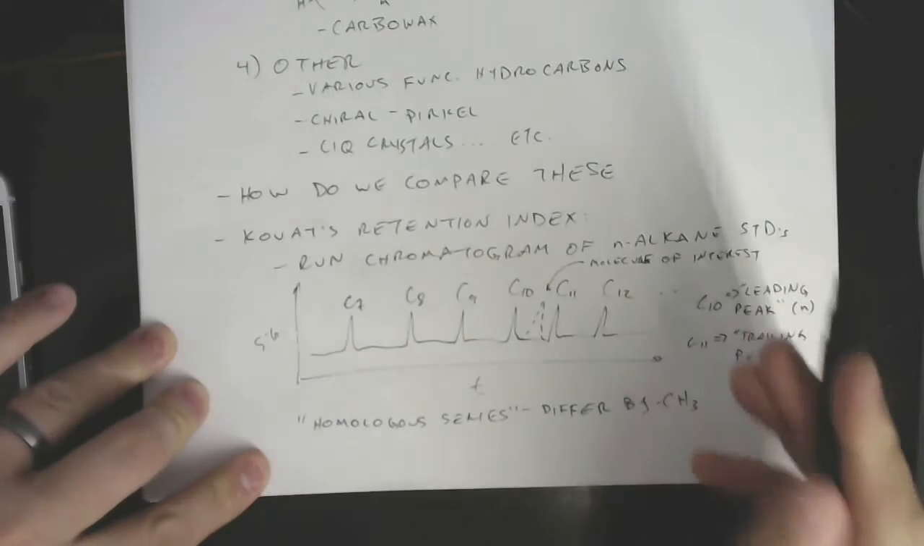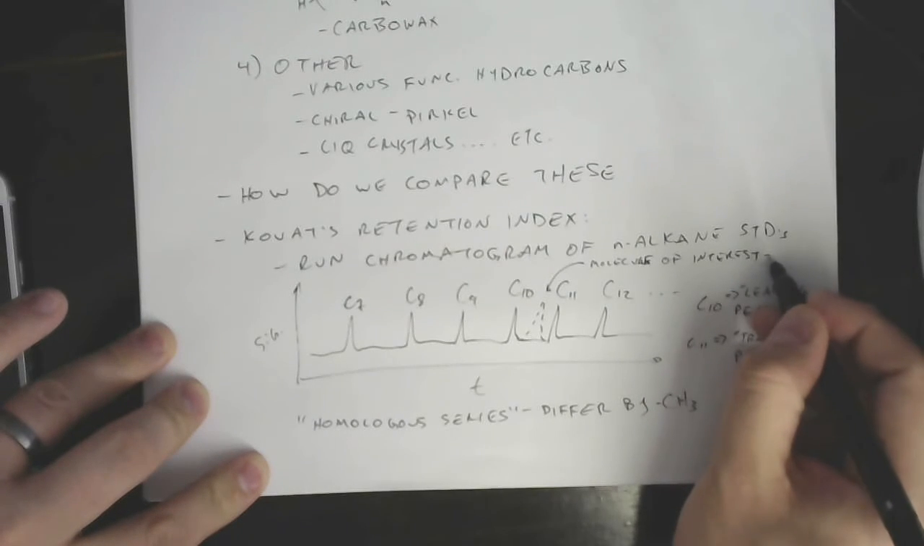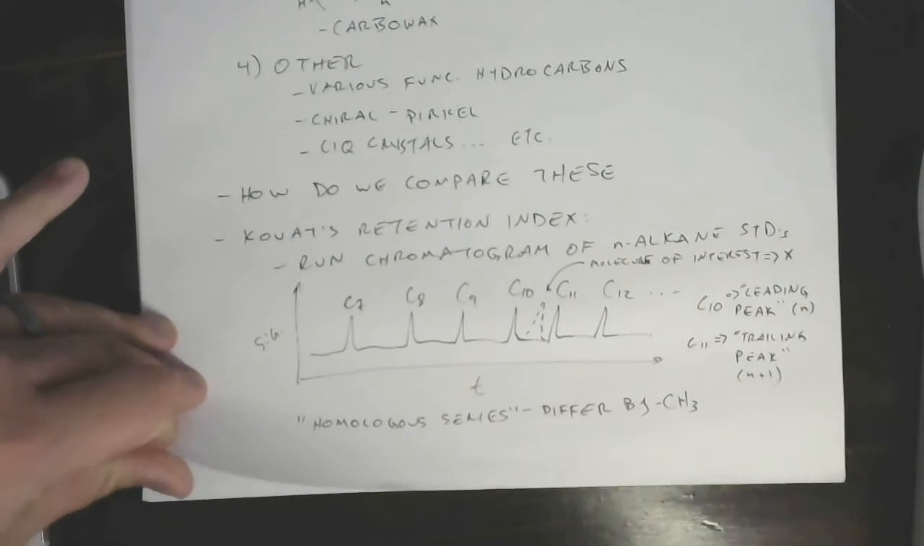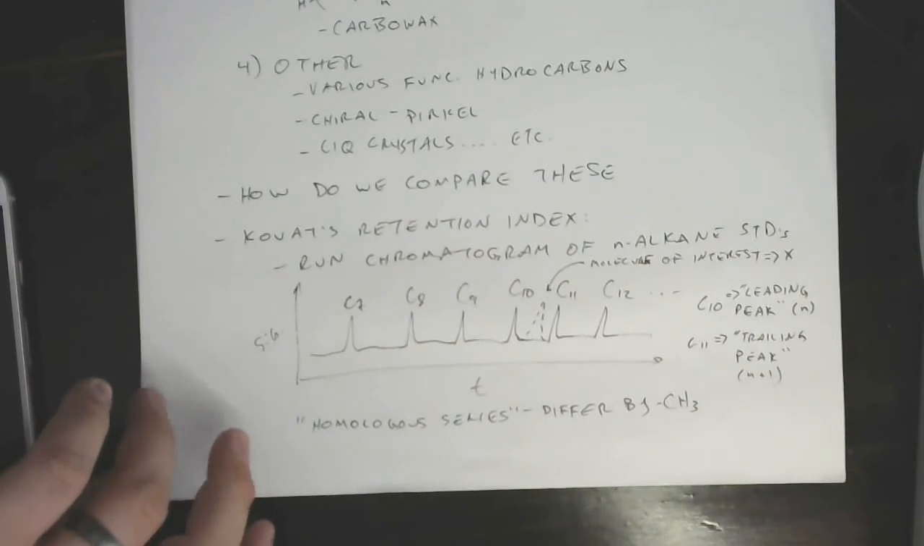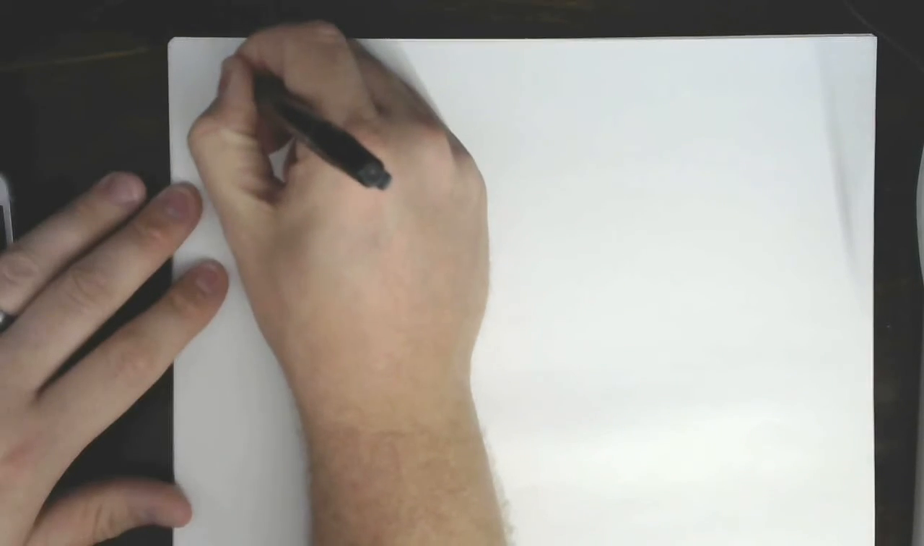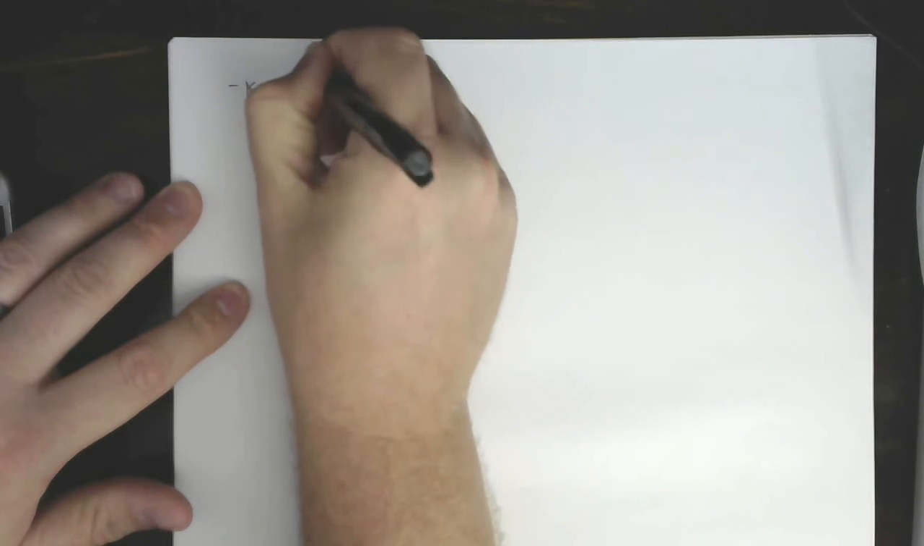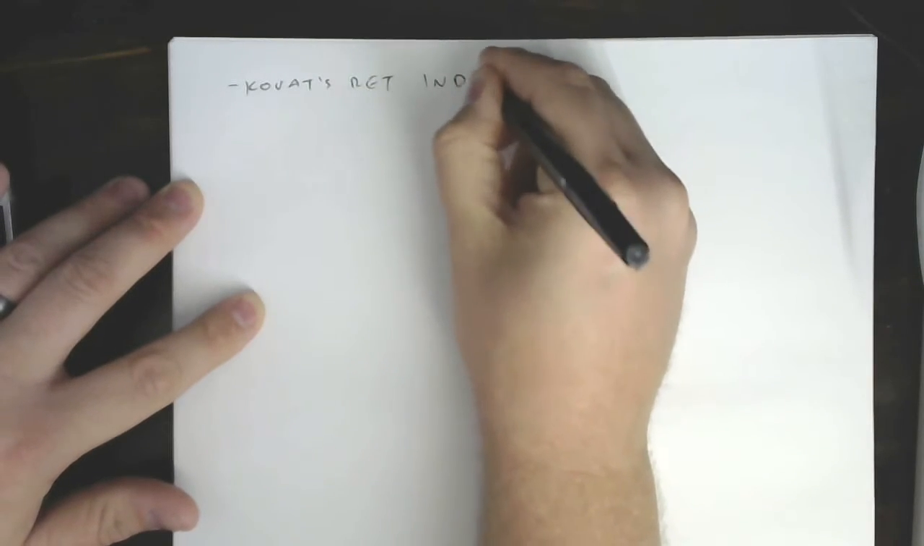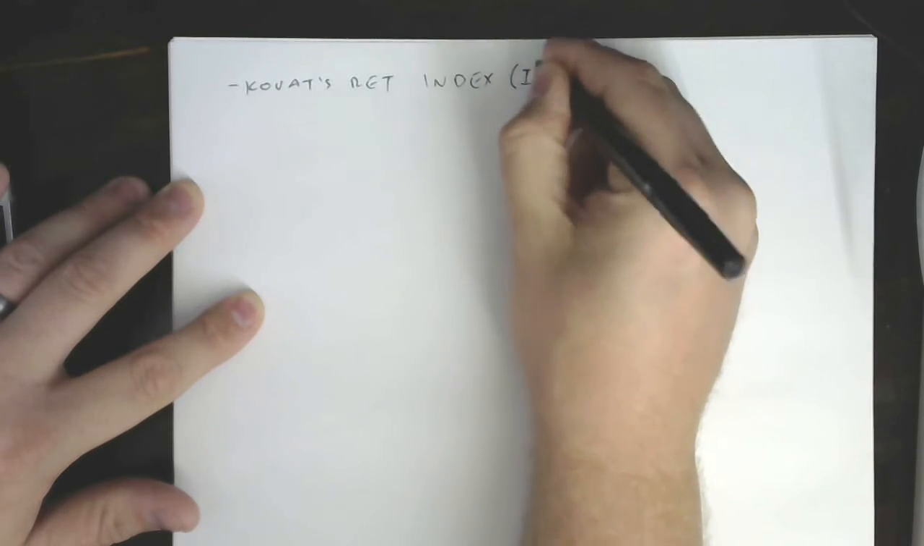Here's our analyte of interest. In the math we're going to show on the next page, we're going to call the analyte of interest X. This will all make sense when we see the form for writing the Kovats retention index. So the Kovats retention index is abbreviated with a capital I.